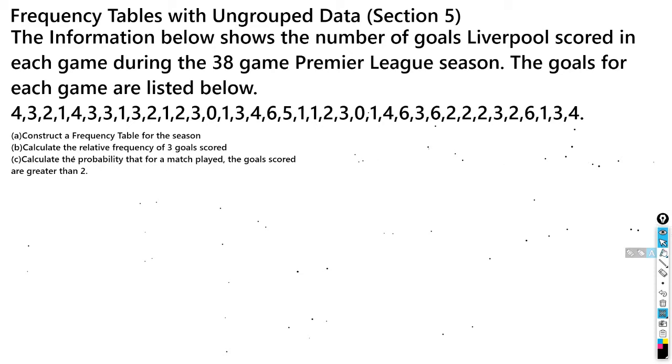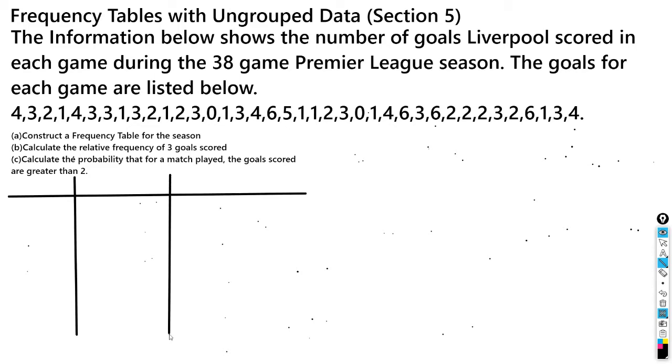Alright? So the first thing we want to do, guys, is we want to construct the frequency table. Alright, so let's just draw a line here. Let's just draw one here and draw one here. Okay, guys? Cool, and we're going to put in the score. We're going to put the score here. Then we're going to put the tally. Then we're going to put the frequency. Alright, guys?